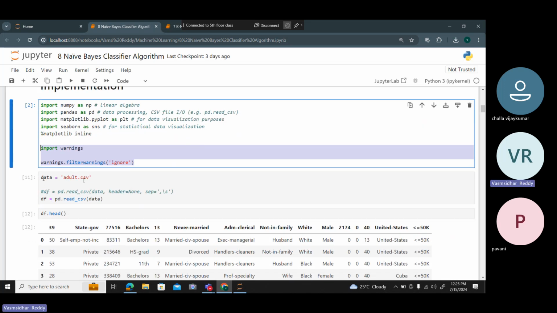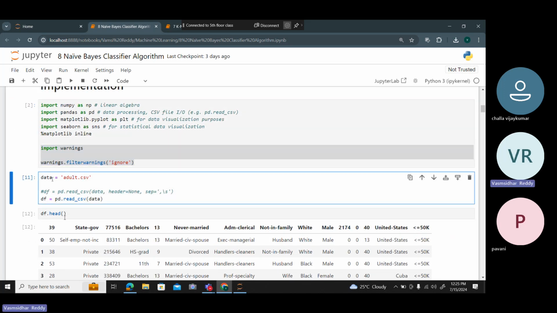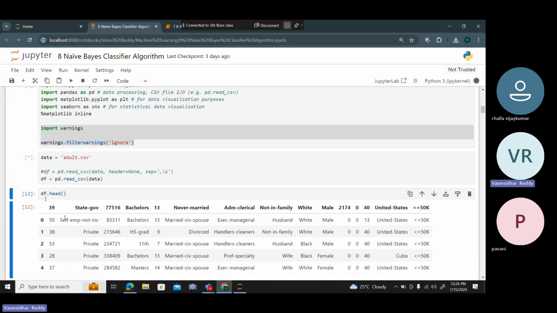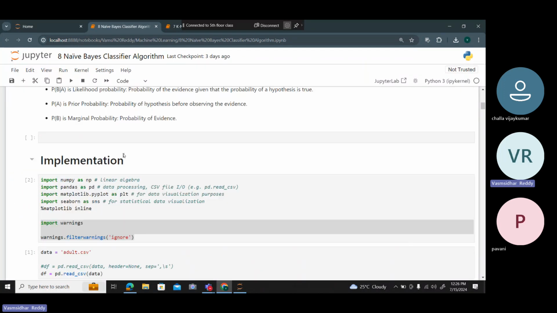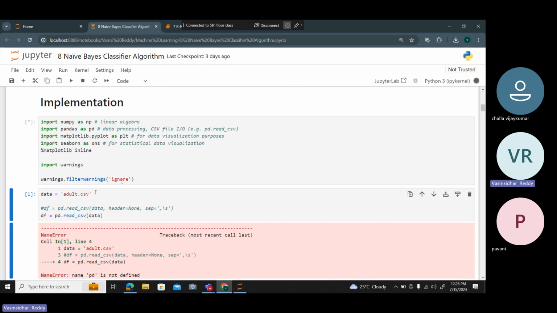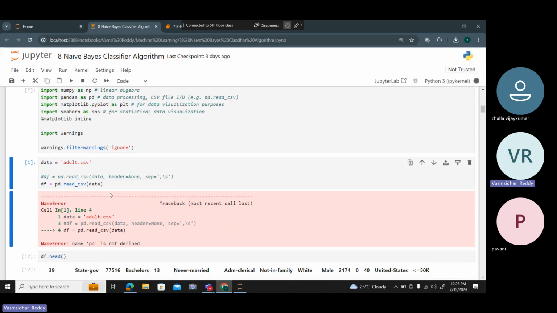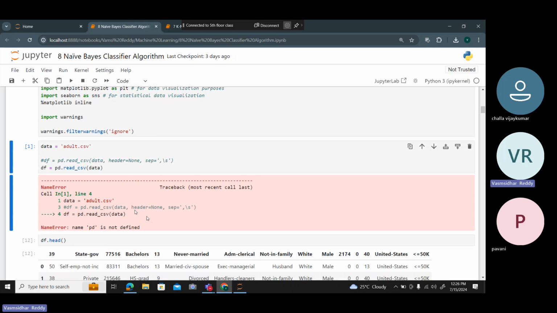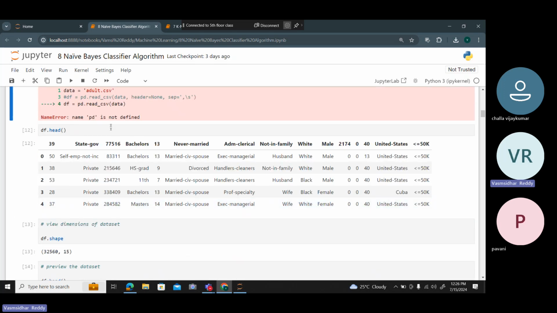Okay. So I'm taking the adult dataset. So data equals adult data CSV, and let me run. Is the value present? No, that is okay. I think the data is not present. Okay. So I'm reading df equals pd.read_csv(data). The entire data is stored in this variable, that's why I call data. Now this is the head of the data.